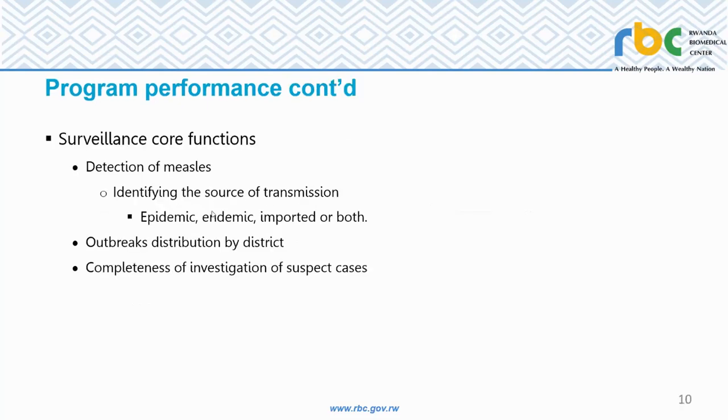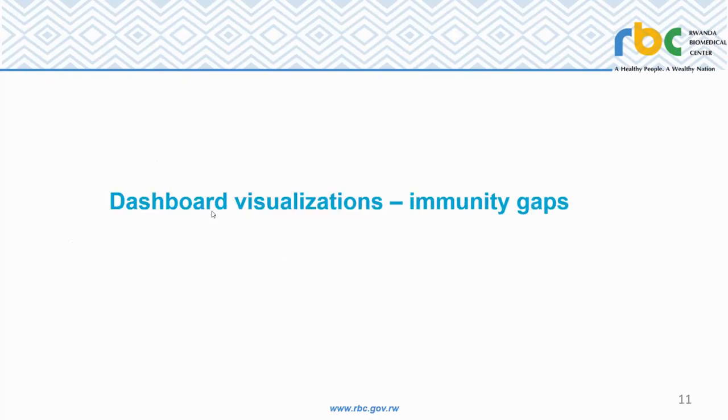And we also have other indicators, like the detection of measles to identify the source of transmission, whether it's endemic, imported, or both. And we also try to distribute outbreaks of measles by geographical area, and assess the completeness of investigation of suspected cases.